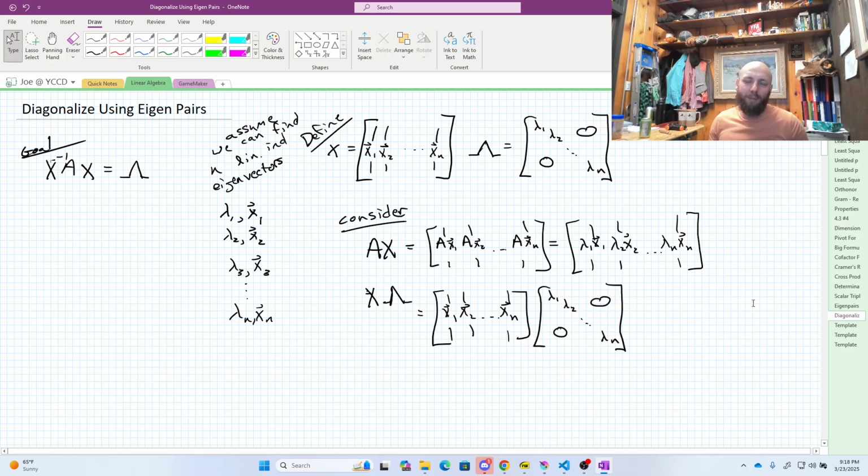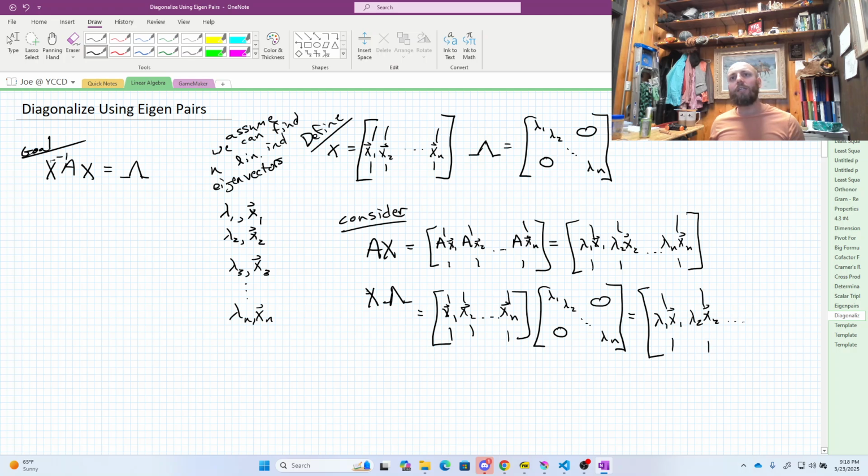Okay, so I'm going to pick up that first column of lambdas and do that multiplication. As I do that multiplication, I'm going to notice that what I get is that exact same lambda 1 x1 for the first column. Then I'm going to get lambda 2 x2 for the second column, and so on.